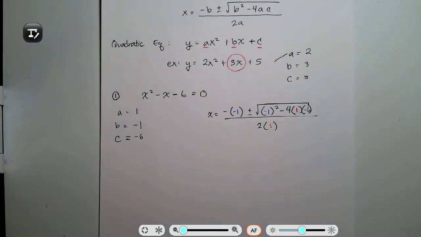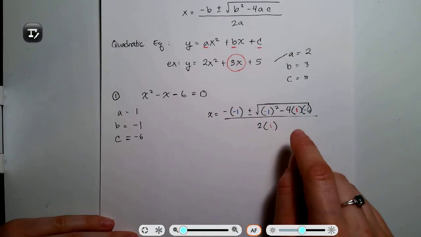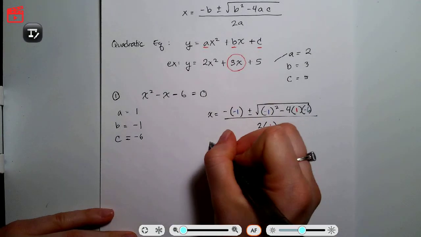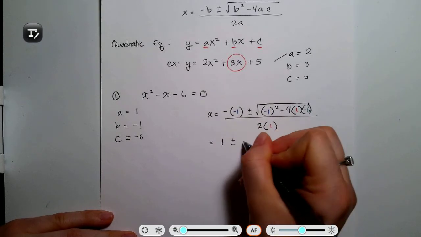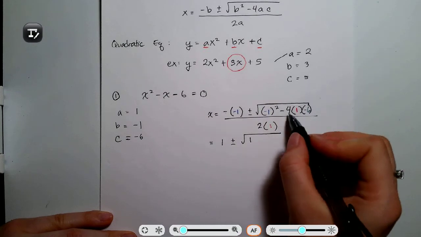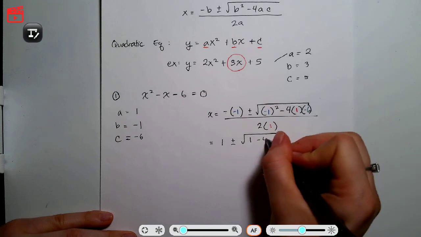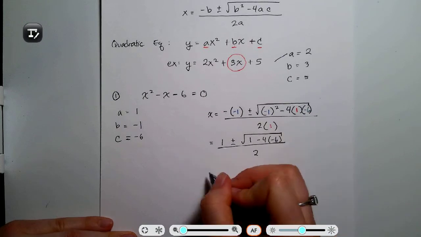Okay, so not too bad. As long as you have the formula memorized, it's pretty straightforward in how to plug them in. You just got to remember all those parentheses. Because we have so many negatives floating around, the parentheses are going to be really helpful so you don't accidentally miss a sign. All right, so this is going to equal opposite of -1, +1. Plus or minus the square root of 1 squared is 1. And then we have 4 times 1. It's going to be 4. So -4 times -6. All over 2 times 1 is 2.